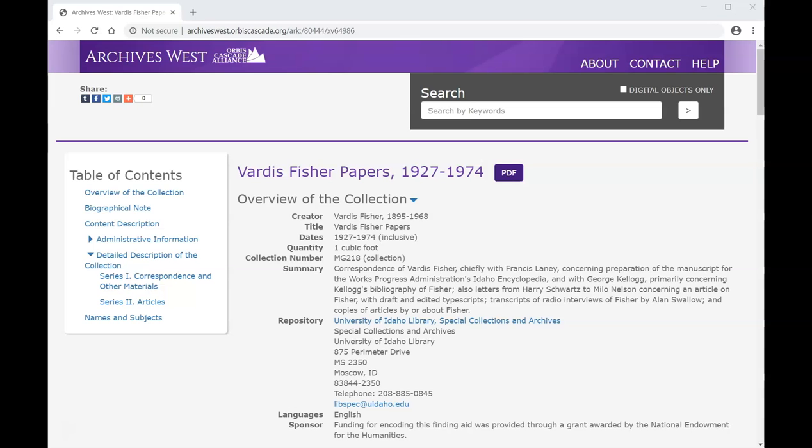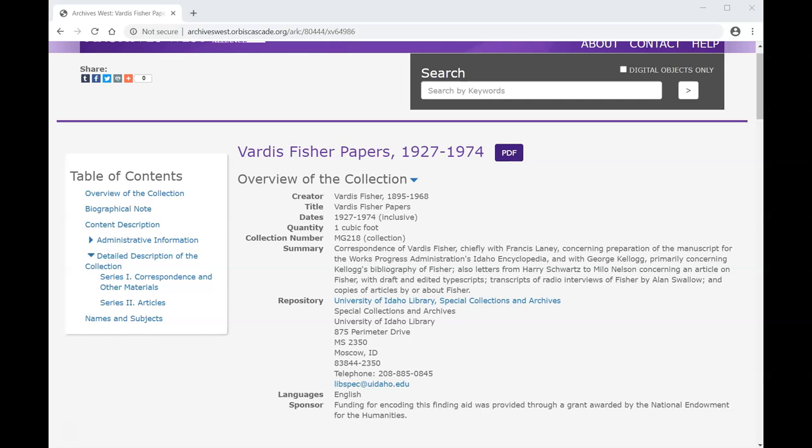content within the collection. When you first look at a finding aid, the administrative information will be at the top of the page. It contains information about the collection, such as the title of the collection, the date of the materials, the size of the collection, and the collection number. The collection number is used by archivists to identify and reference the collection, so knowing this number is important when making a request for material.